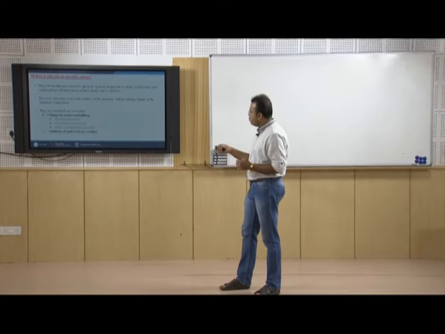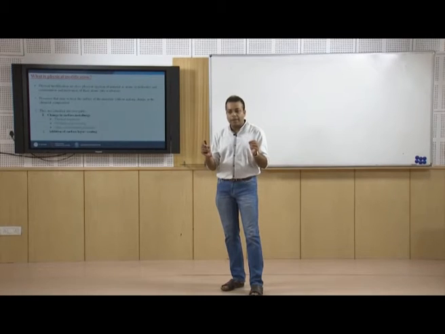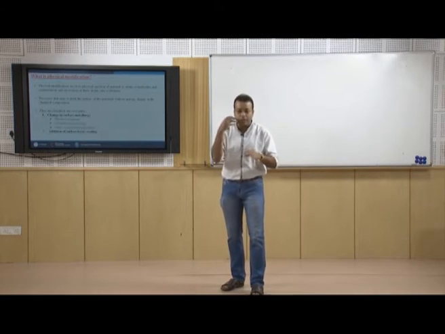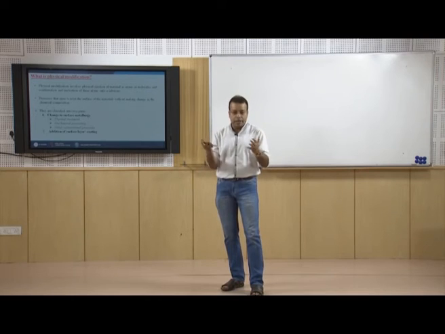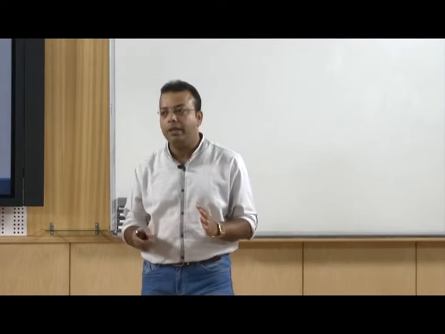They are classified into two types. One is called the change in surface metallurgy, that means thermal treatment, mechanical processing and other conventional processes, and the last one is called the addition of a surface layer or coating. We are not going to do any chemical reactions there; we can use a certain pressure, a certain load, or certain heat, so that the outer surface of that material is changed, but its chemical structure and chemical properties remain the same.